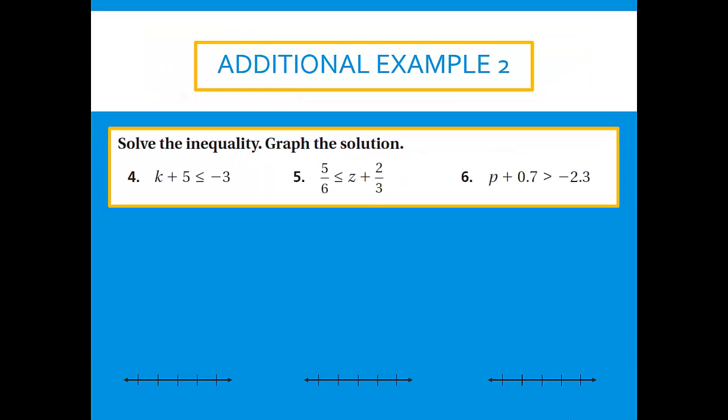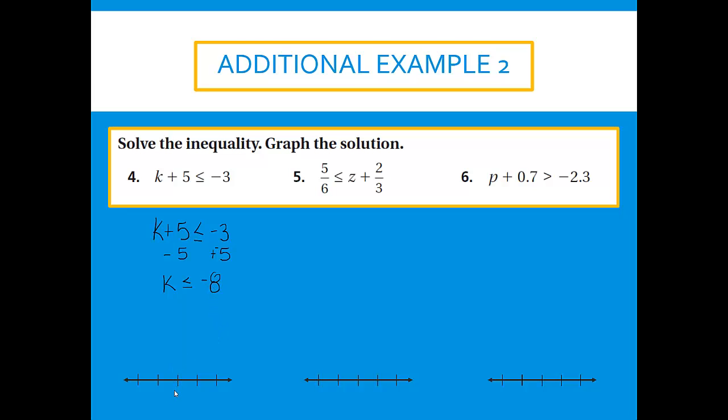Now we have an additional example. You can pause the video and try it on your own, or you may follow along. Solve the inequality and graph the solution. So for number 4, I have k plus 5 is less than or equal to -3. I need to undo the addition, so I'm going to subtract 5 on each side. So I will end up with k is less than or equal to, and if I have -3 minus 5, that's going to be -3 plus -5, which is -8.